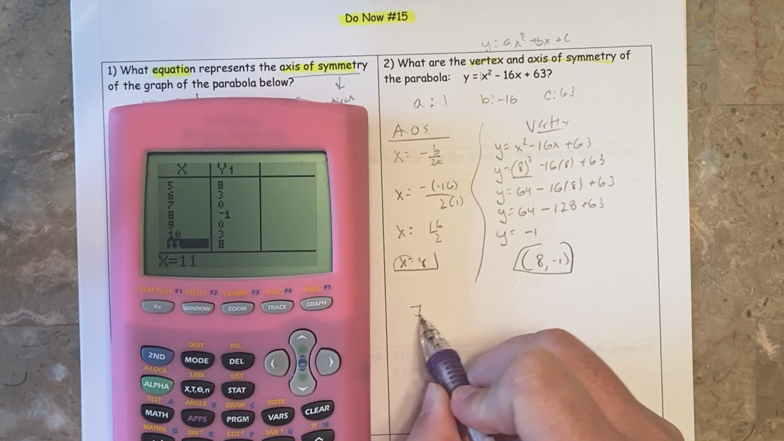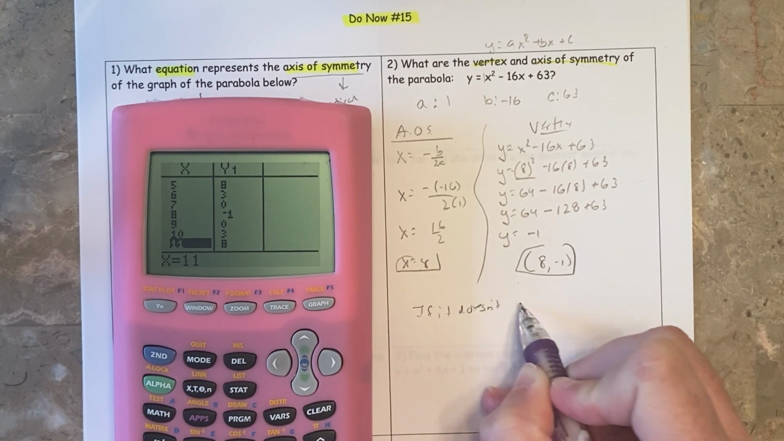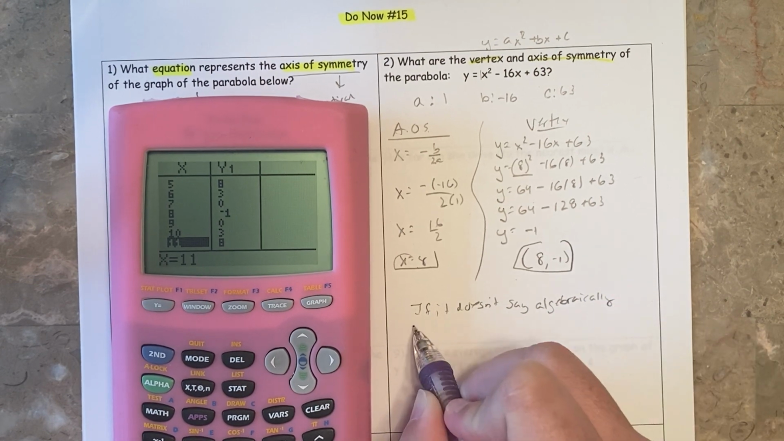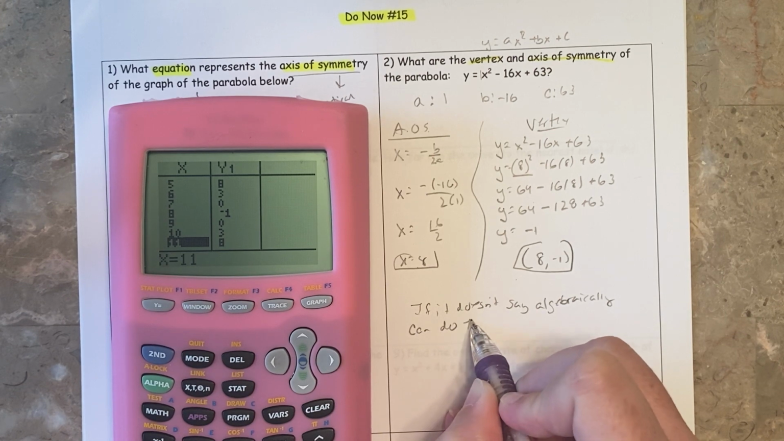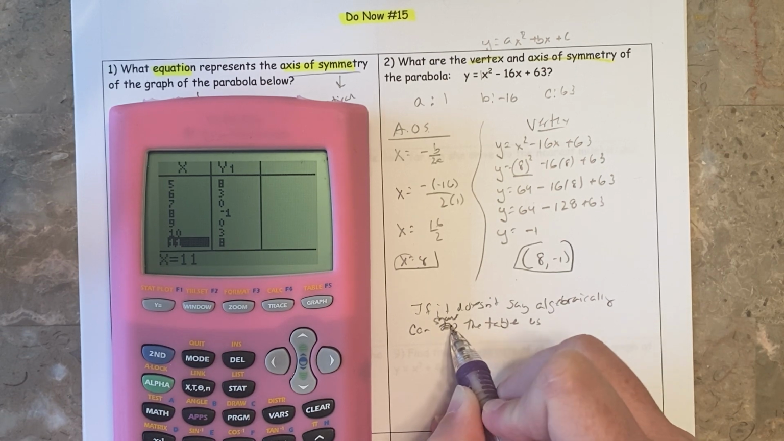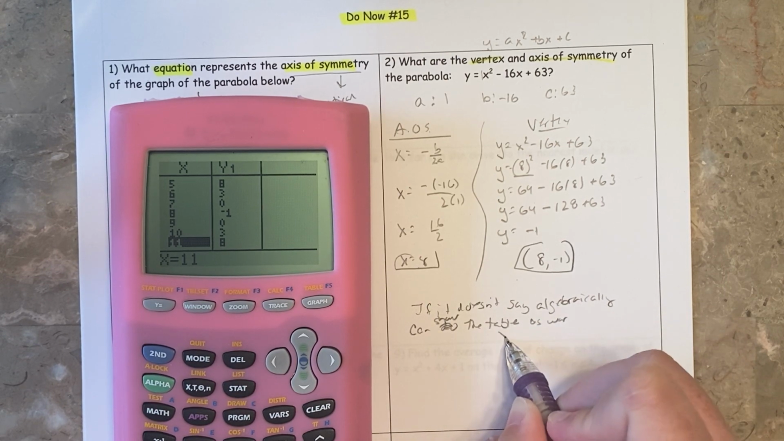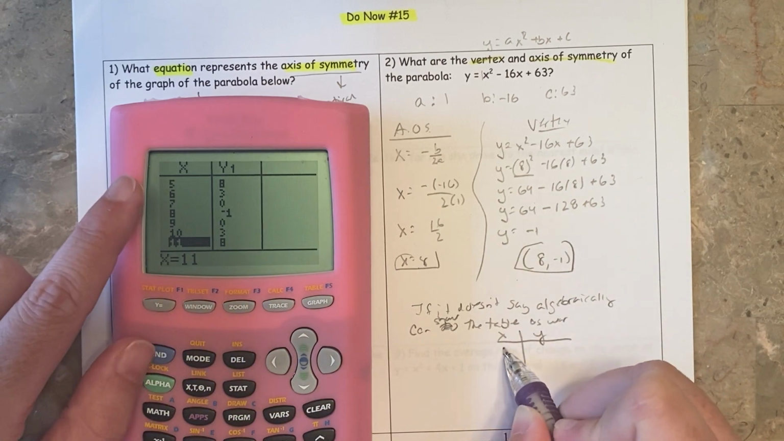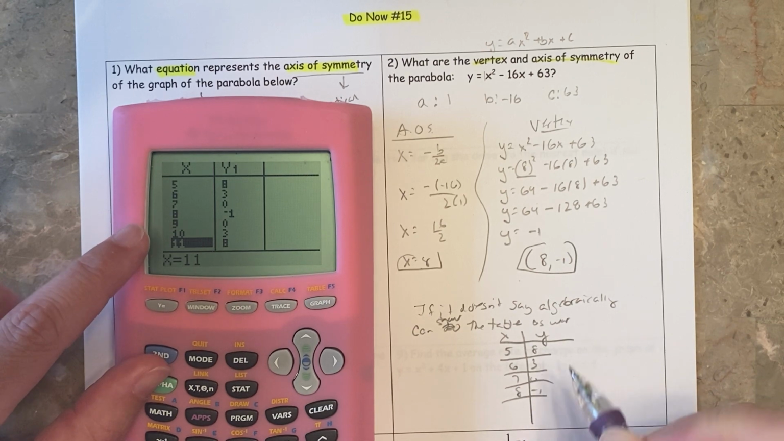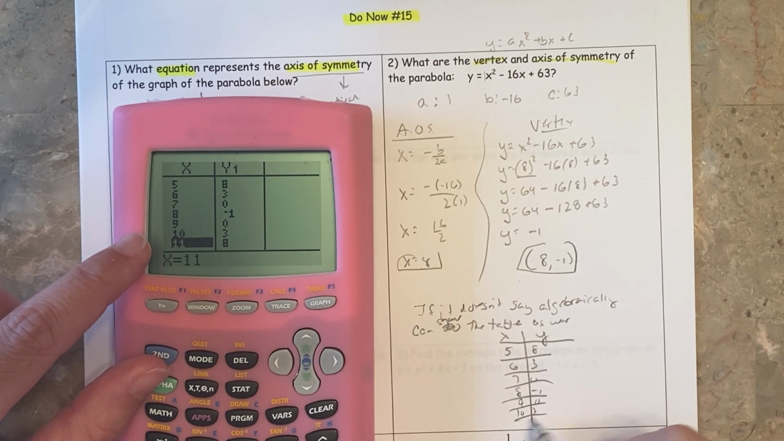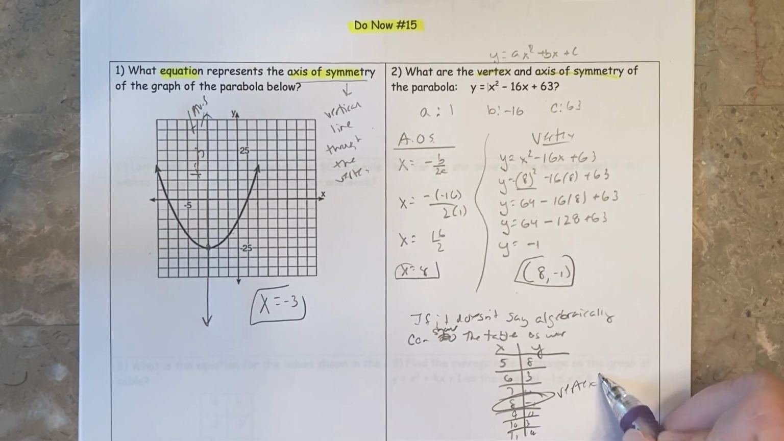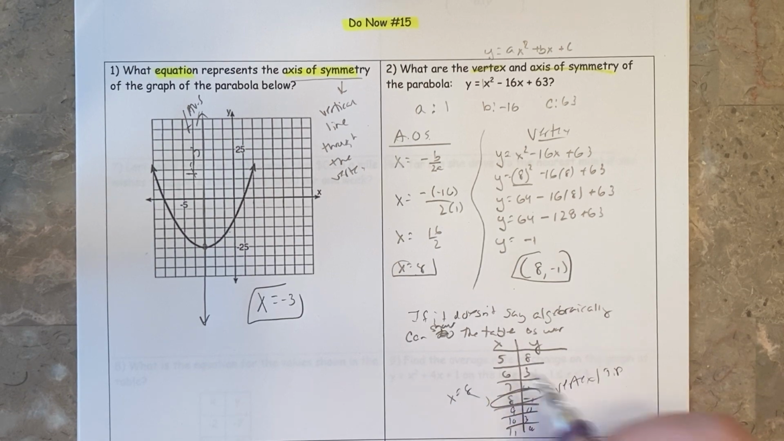So if it doesn't say algebraically, you can show the table as work. Let's write that, can show the table as work. Okay, so I'll just quick copy this down and then we'll move on. So 5, 8, 6, 3, 7, 0, 8, -1, 9, 0, 10, 3, and 11, 8. And that right there, again, is not only your vertex or your turning point, but the x equals 8 is the axis of symmetry.